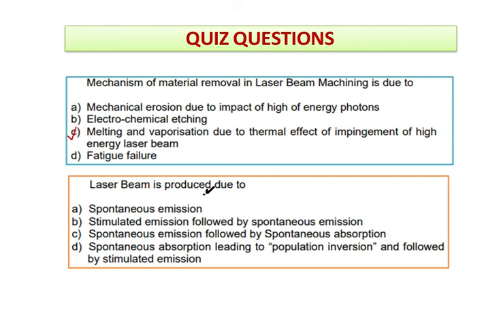The laser beam is produced due to what? Spontaneous emission. Stimulated emission followed by spontaneous emission. Spontaneous emission followed by spontaneous absorption. Or spontaneous absorption leading to population inversion and followed by stimulated emission. The correct answer is option D. That is, the laser beam is produced due to spontaneous absorption leading to population inversion and followed by stimulated emission.